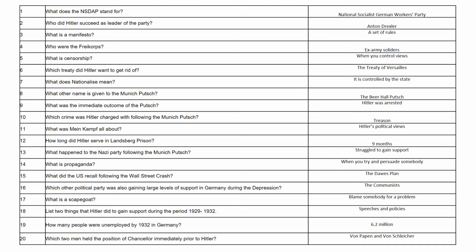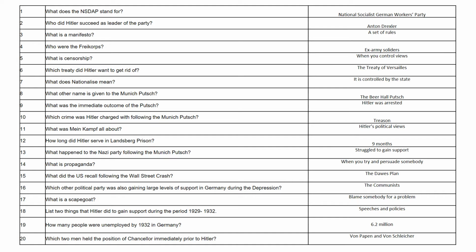Two things he did, so his speeches and his policies. He wants to scrap the Treaty of Versailles. People liked his ideas. He promises them work, bread. And remember, at this point in 1932, there's 6.2 million Germans unemployed. And the two chancellors just before Hitler were a guy called von Papen and von Schleicher.